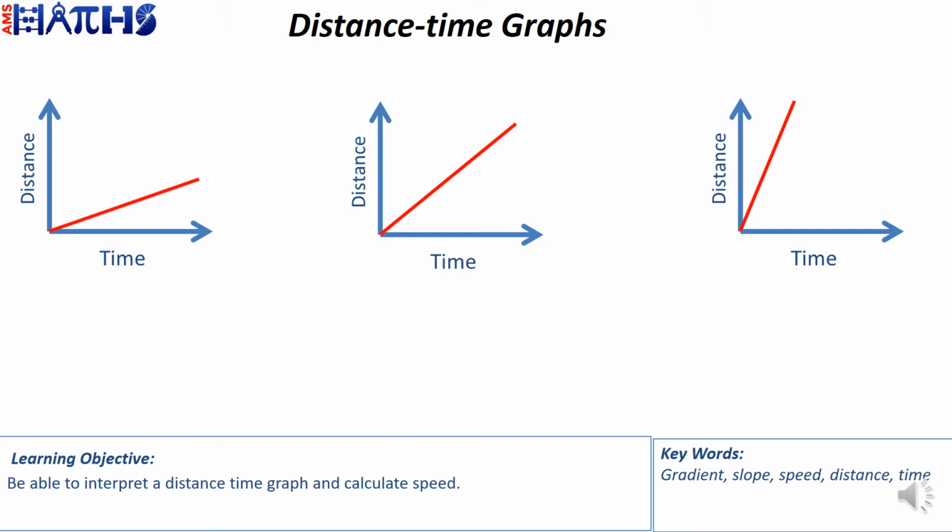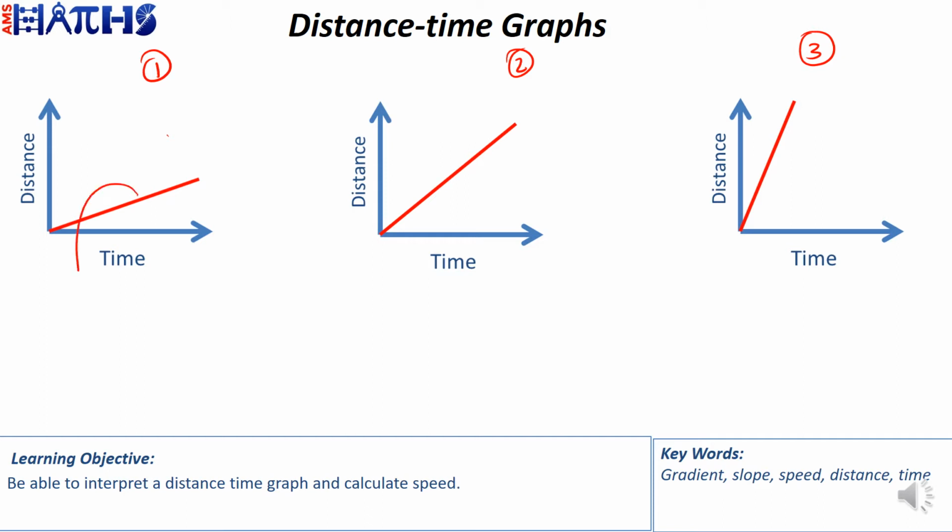So if we label these graphs 1, 2, and 3, the steepest line is on graph 3, so it means that the object is moving fastest based on the graph, right? And then number 1, this graph is showing that the object is moving the slowest when we compare the 3.